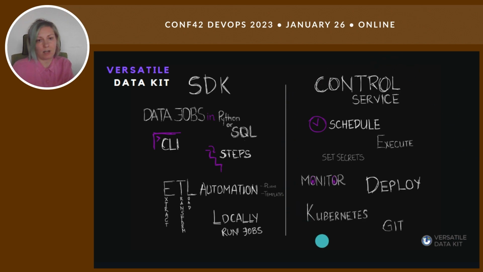And then the other kind of ops component is scheduling and execution of these jobs in a Kubernetes environment using Git. So we upload the code to Git and then we deploy it, and from there we can set secrets if necessary and monitor the pipeline.